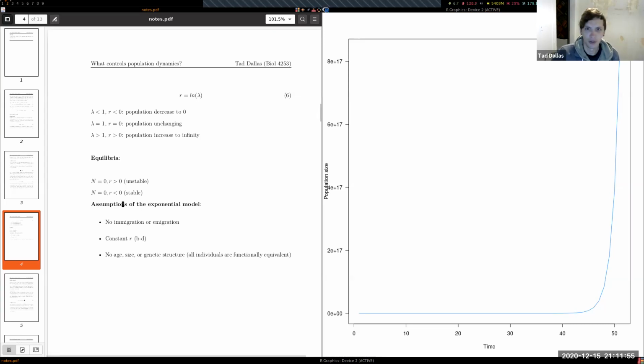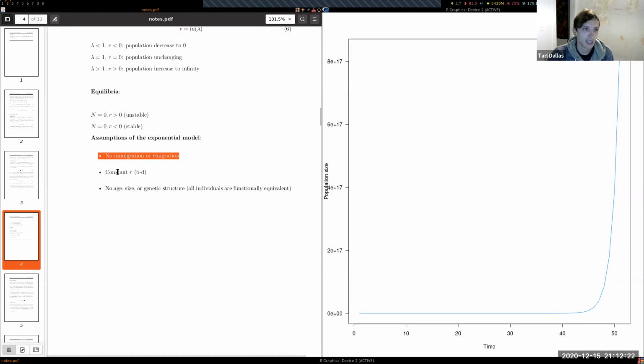And so this model is super simplified. We don't expect to see any of this in natural systems, not even with bacteria that are given all the resources they can use. You're still going to see some eventual cap where resources run out or space runs out or there's competition. There's no competition in this model. And so this model makes a ton of assumptions. First, that it's a closed system. There's no immigration or emigration. Secondly, there's a constant little r or lambda, however you want to view it, that doesn't change over time.